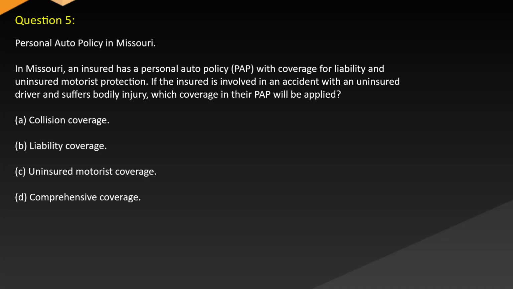Question 5. Personal auto policy in Missouri. In Missouri, an insured has a personal auto policy (PAP) with coverage for liability and uninsured motorist protection. If the insured is involved in an accident with an uninsured driver and suffers bodily injury, which coverage in their PAP will be applied? A. Collision coverage. B. Liability coverage. C. Uninsured motorist coverage. D. Comprehensive coverage.